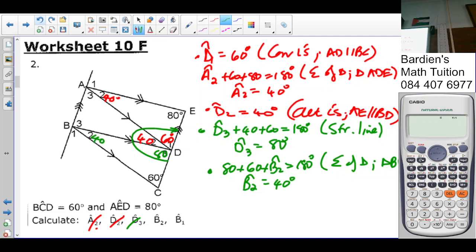Do you all agree with that? Otherwise you could have used alternate angles. Can you see it? So you got the mark anyway. If you said D3 is equal to A2 because it corresponds, is that what you said? Yes, absolutely. There's your corresponding. That's also fine.